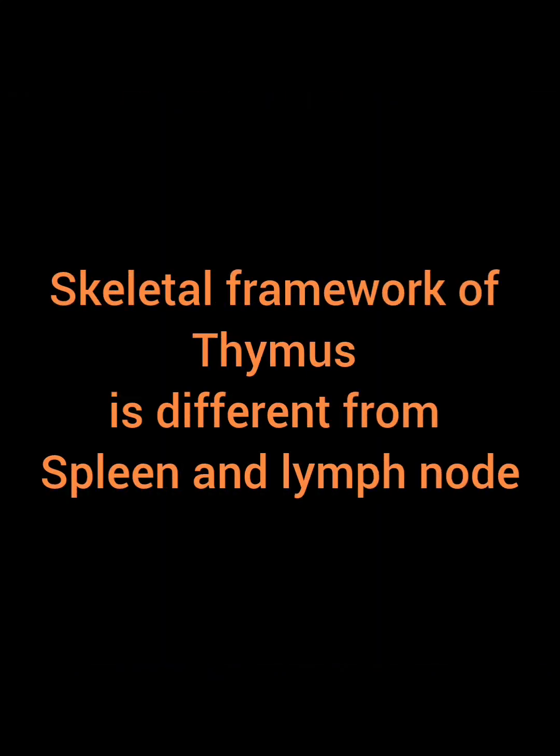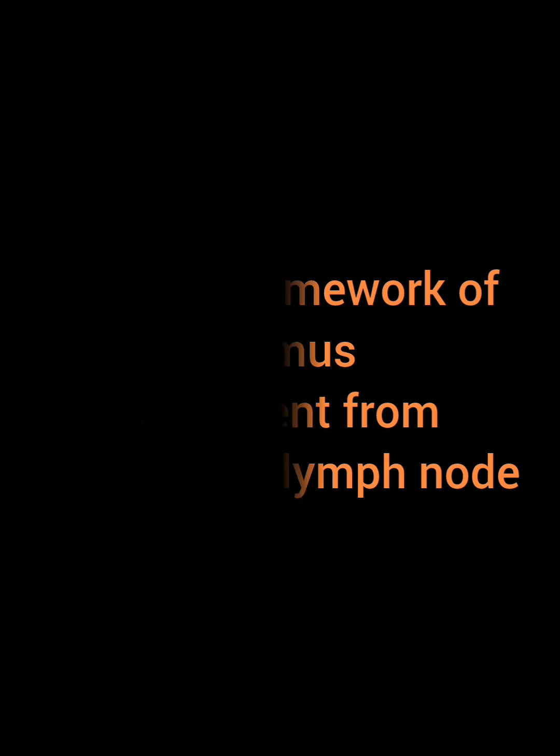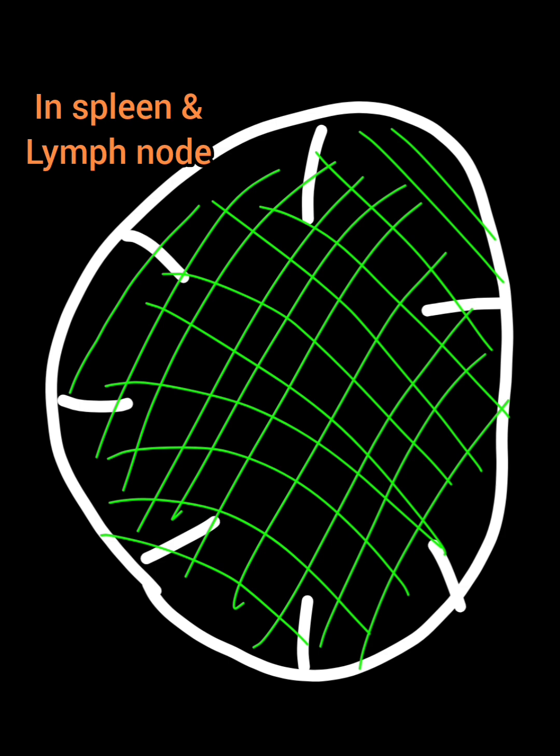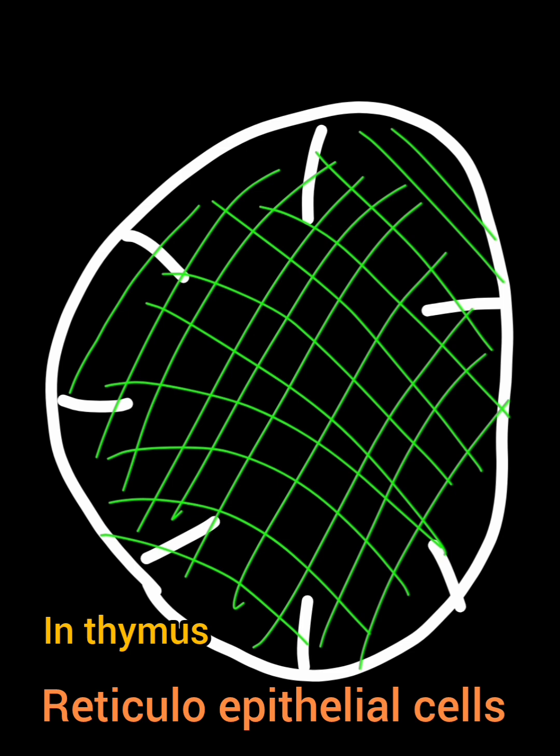The skeletal framework of thymus is different from spleen and lymph node. Let us quickly recall how it is in spleen and lymph node. There is an outer fibrous connective tissue capsule and trabeculae which run deeper from the capsule. Parenchyma is supported by a meshwork of reticular fibers in spleen and lymph node. But in thymus, parenchyma is supported by a meshwork of reticuloepithelial cells, not by reticular fibers.